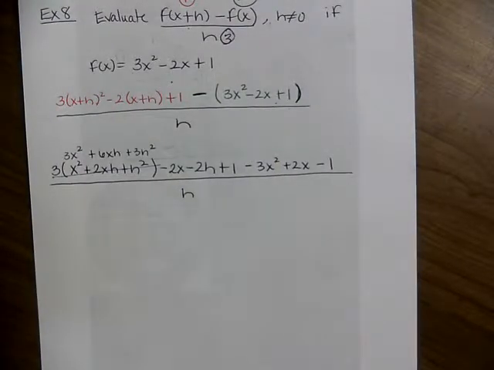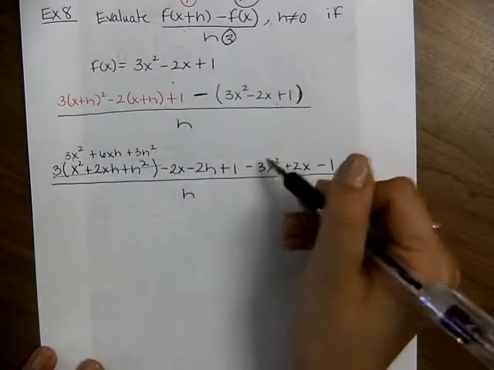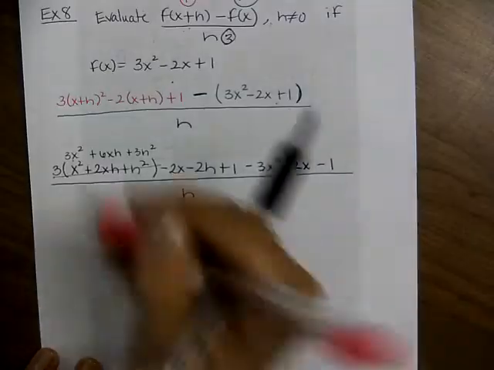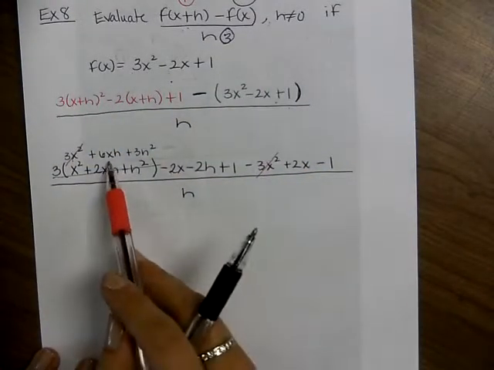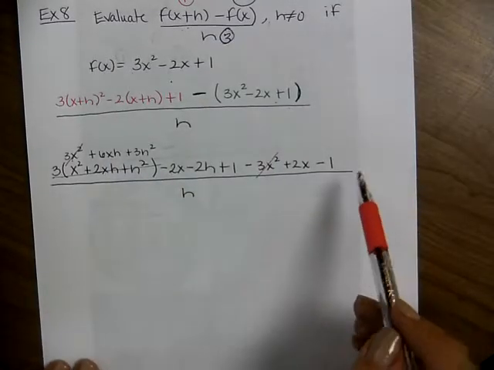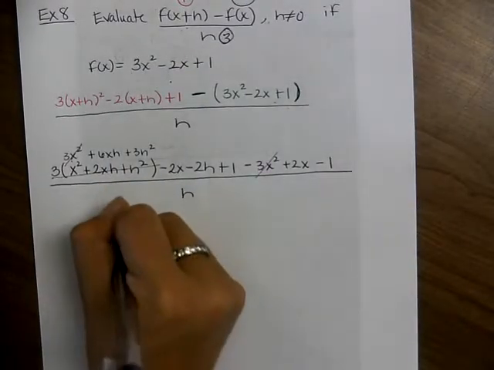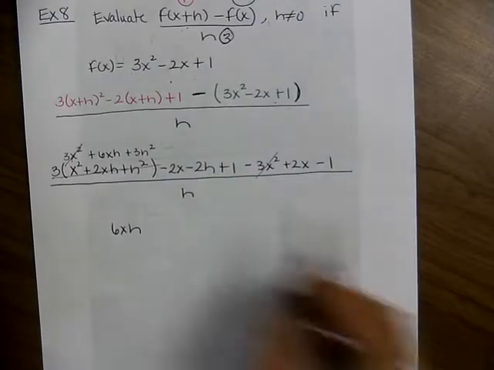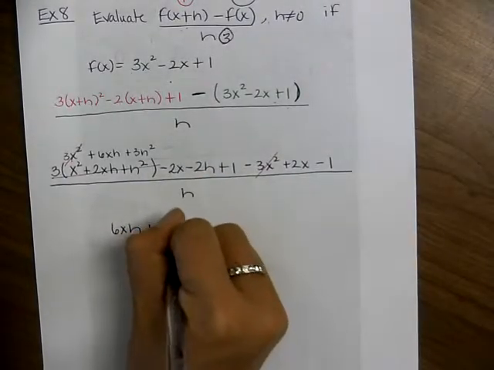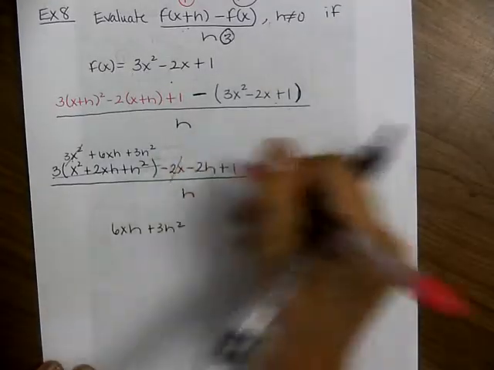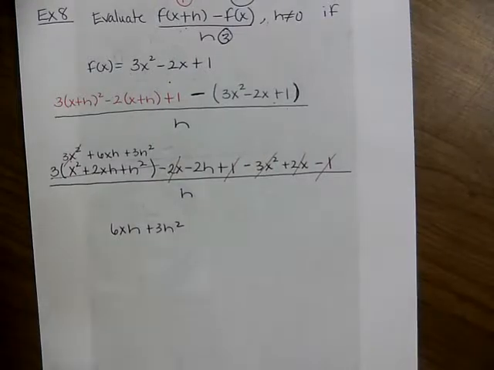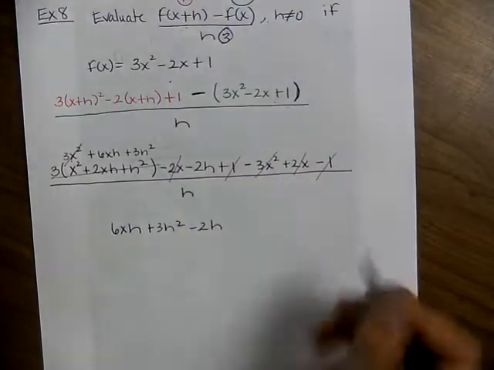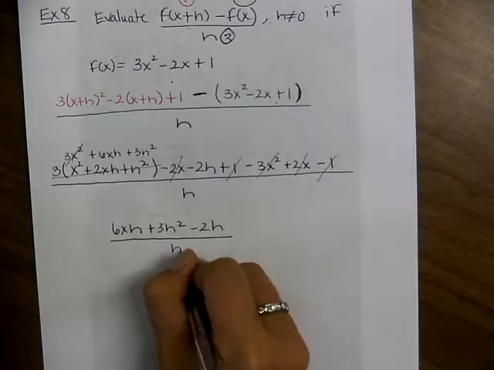My hope at this point is that things are going to start canceling. It's going to get easier. So I have a 3x squared, and down here I have a negative 3x squared. Those are going to cancel. I have this 6xh term. I don't have any other xh terms, so I'm just going to write that down. I don't have any other h squared terms. I have a negative 2x and a positive 2x that cancel. I have a 1 and a negative 1 that cancel. And I'm left with this minus 2h. Now this is all divided by h.